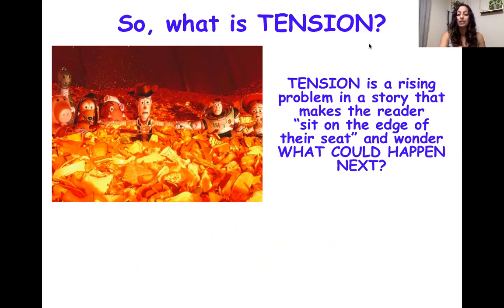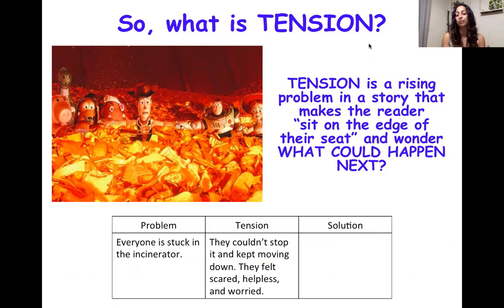So if we break down this part of the Toy Story movie into problem, tension, and solution, we know that the problem was that everyone was stuck in the incinerator. And the author built tension in this part by showing that they couldn't stop it, right? They couldn't stop the incinerator. It kept moving down, getting closer and closer to the fire. And as it was moving closer and closer to the fire, the author showed you what each character's face looked like and what each character did, right? To show you that they felt scared and helpless and worried about dying in a fire.